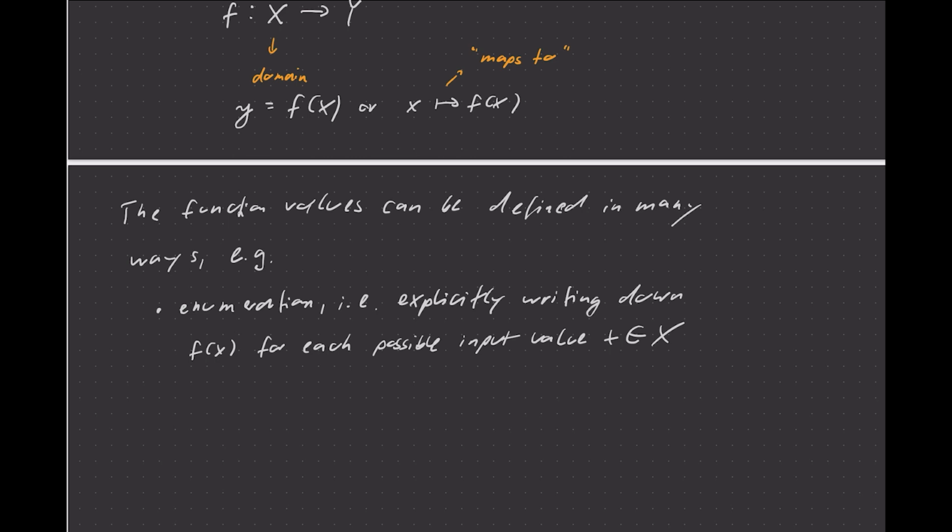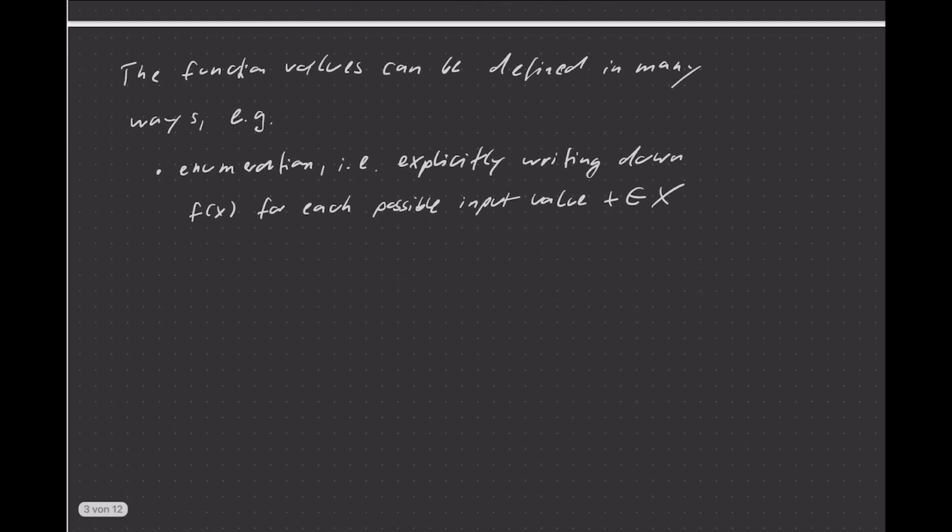And of course, this is only possible if the set of possible inputs, if the domain, can actually be enumerated or is finite, so we can actually write down those possible function values. For an infinite domain, or even for a non-enumerable domain, this is not an option anymore, obviously. So the one way that you're probably most familiar with is definition through an explicit formula. Take a formula that transforms the input value x somehow, and that gives you the output value.